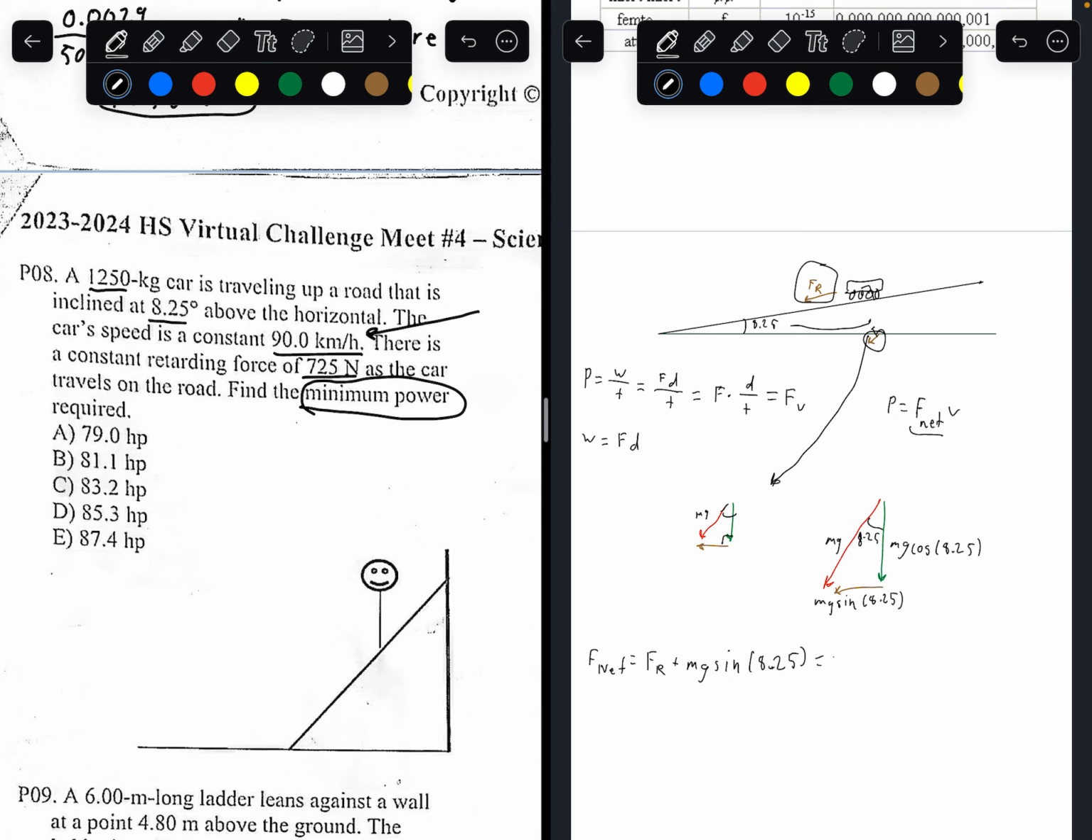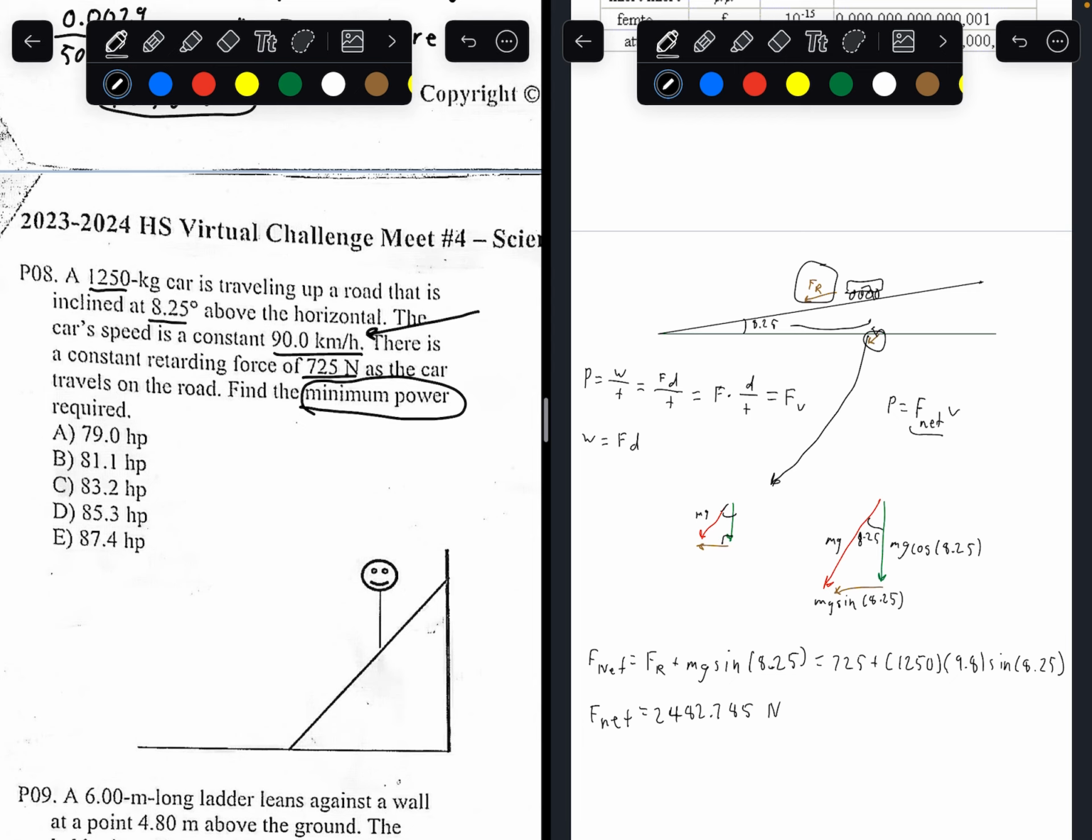So retarding force is given as 725. The mass of the car is 1250. And the gravitational constant on Earth is 9.8. So plugging everything into a calculator, you would get net force equals 2,482.785 newtons. That's net force.